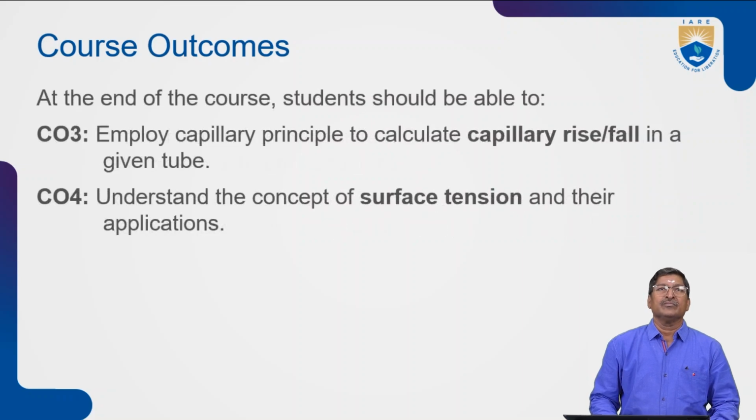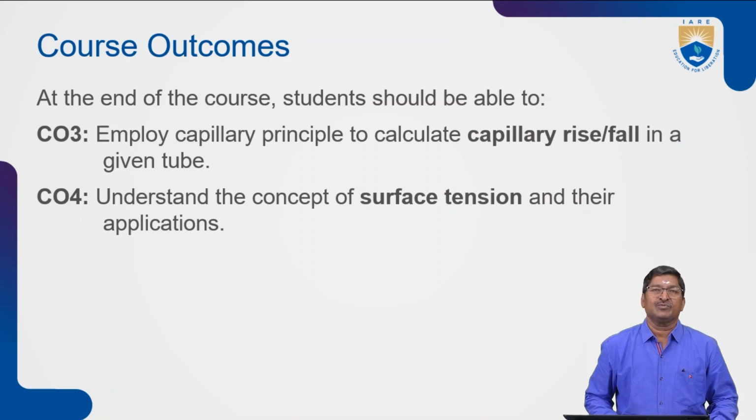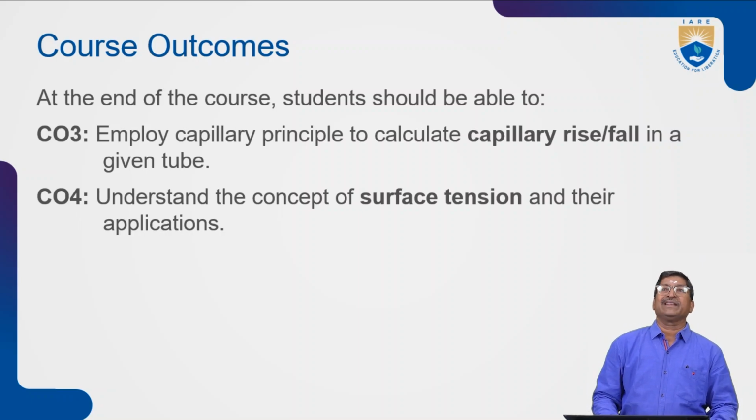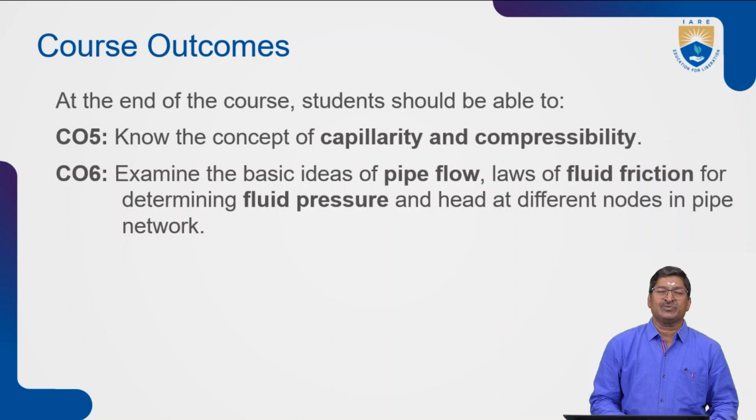Course outcome 3 is capillarity rise or fall. If you put a small diameter tube in any fluid, the liquid rises or drops in the small tube, so it is called capillary rise or fall. Course outcome 4 is surface tension and its applications, and the capillarity and compressibility are course outcome 5.